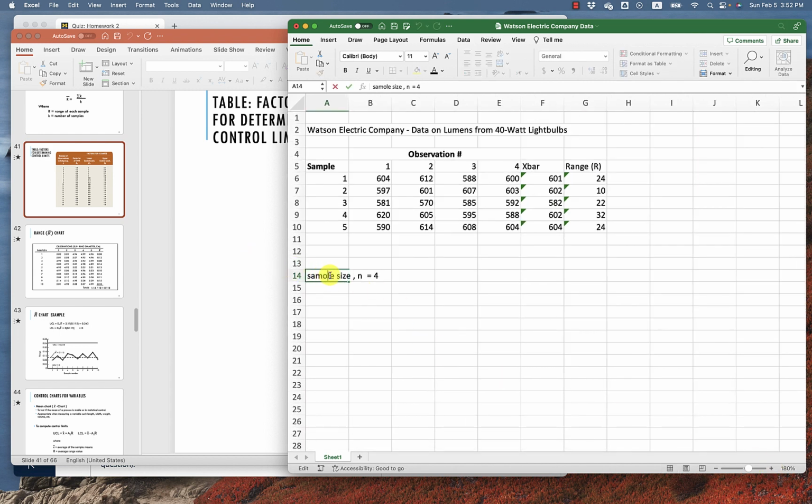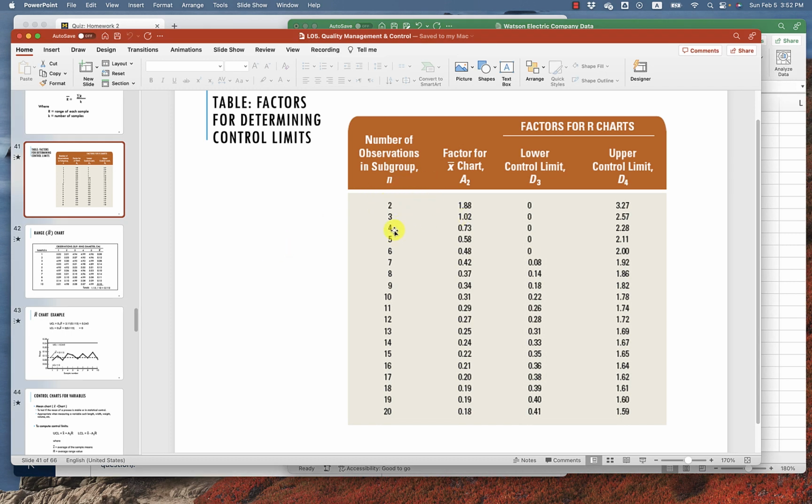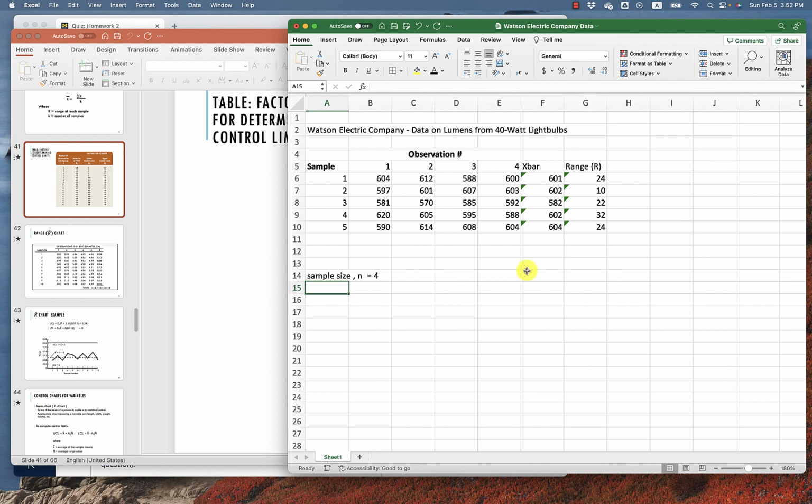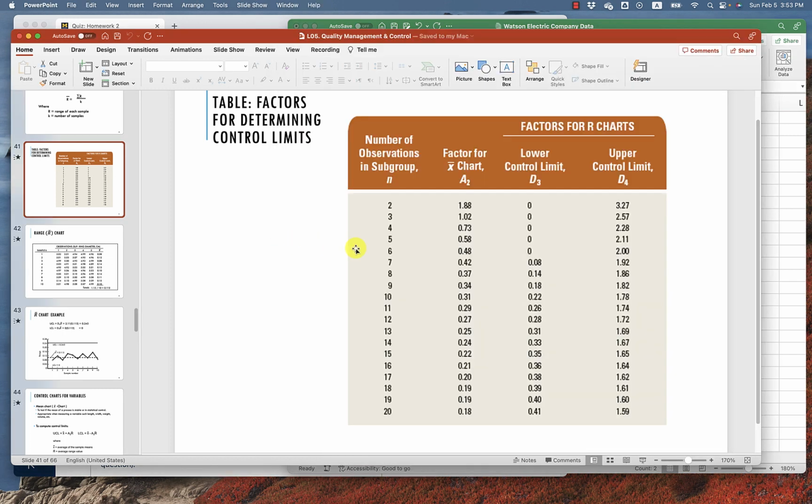So we go to this table and we find for N is 4, A3 is 0.73. So we can write our constants here. A3 is 0.73. Okay, and then we need D3 and D4 from the same chart. When N is 4, D3 is 0, D4 is 2.28.